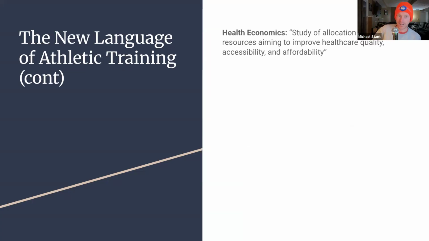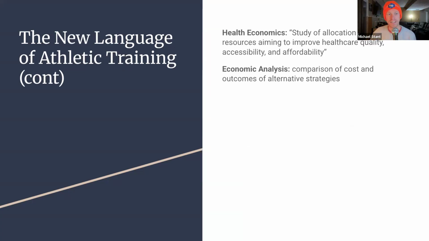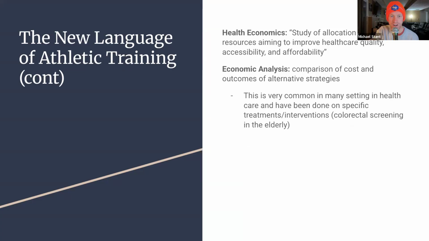So health economics, right? There's a definition for you again. And then once again, they talk about the idea of performing economic analysis, comparison of costs and outcomes of alternative strategies. And this isn't something new to healthcare. This is something that's already been done. An example is colorectal screening in the elderly, right? How much money is saved by early detection. Prostate cancer is another one. And in the cancer world and early intervention, there's a few examples of doing it early and what costs you're saving.